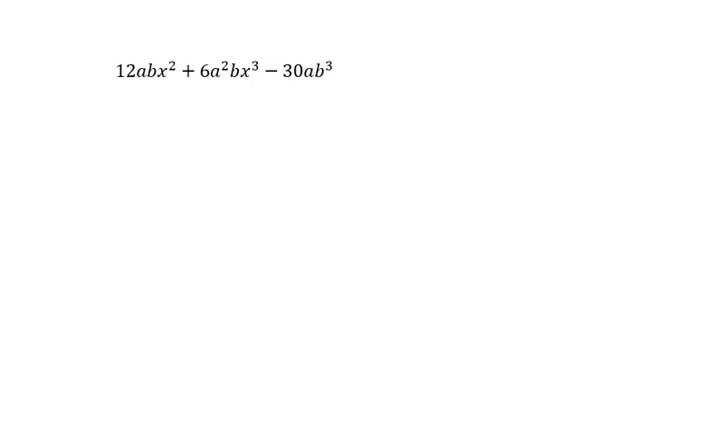This one, let's say I don't spot the GCF. Let's say I think the GCF is 3. And I think I could factor a 3 out of all of these. What's going to happen when I take my 3 out? This is going to be a 4. This is going to be a 2. This is going to be a negative 10.